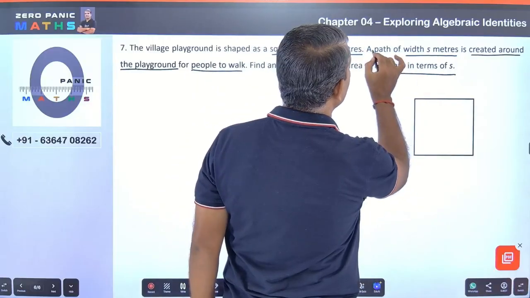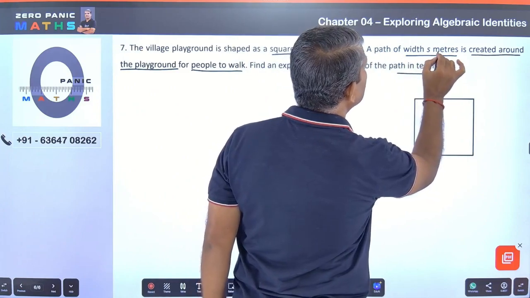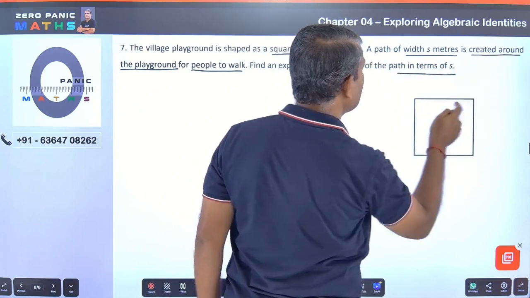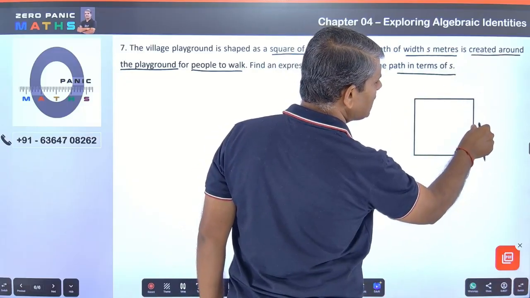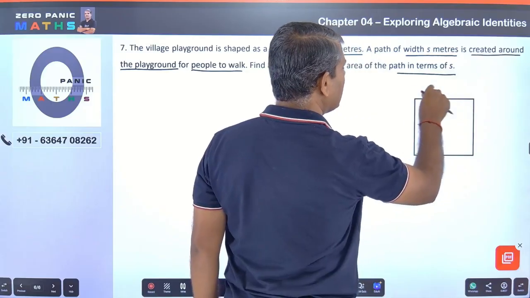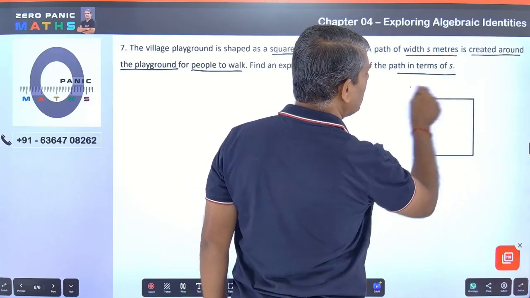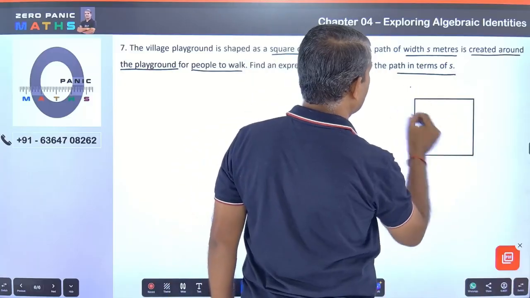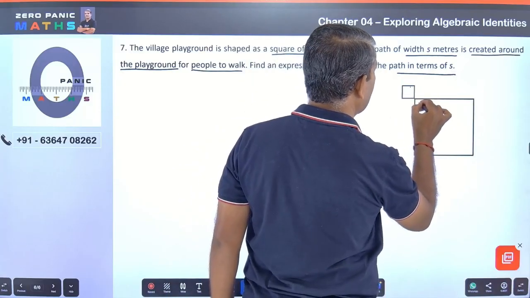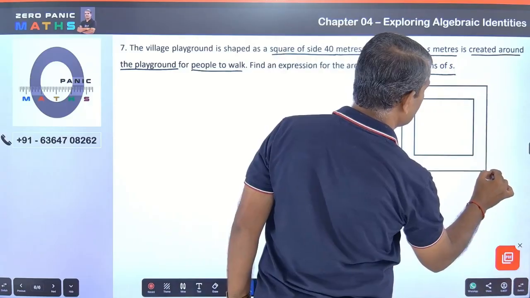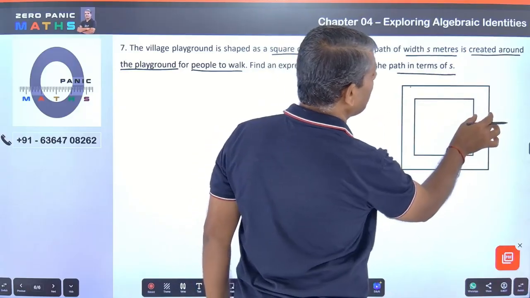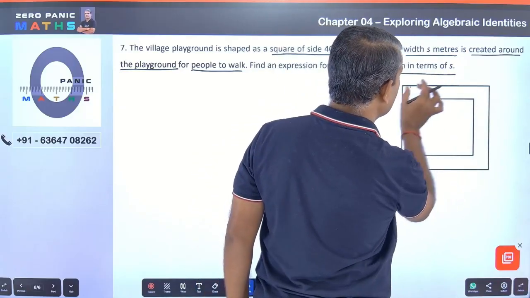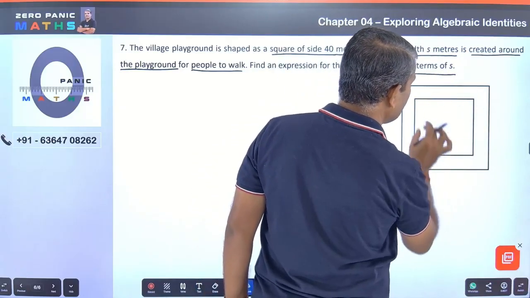Now what they are saying is a path of width s meters is created around the playground. A path of s meter width is created around the square playground. Let us draw that also here. So see, there is another square that this path is making outside the inner square.